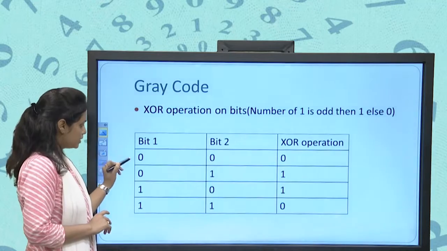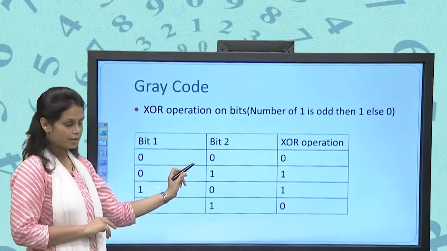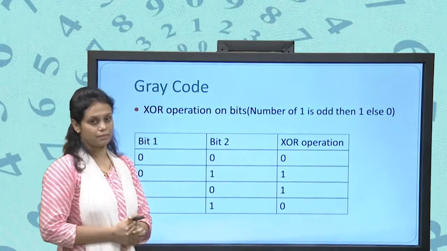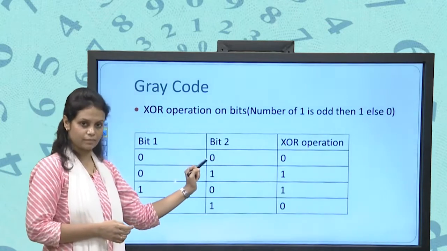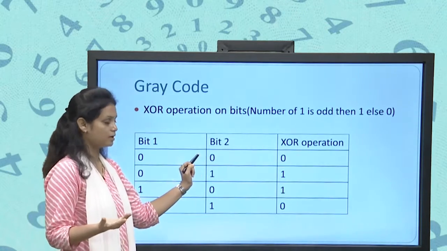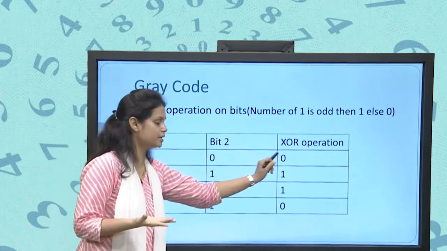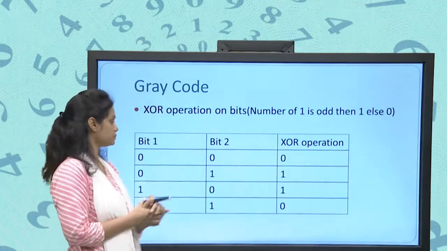First bit 1 is 0, bit 2 is 0. So the output of the XOR operation is simply 0. Why? Because these 2 bits are the same, or we can say that the number of 1s is 0, and 0 is an even number, that is why the output is 0, right.